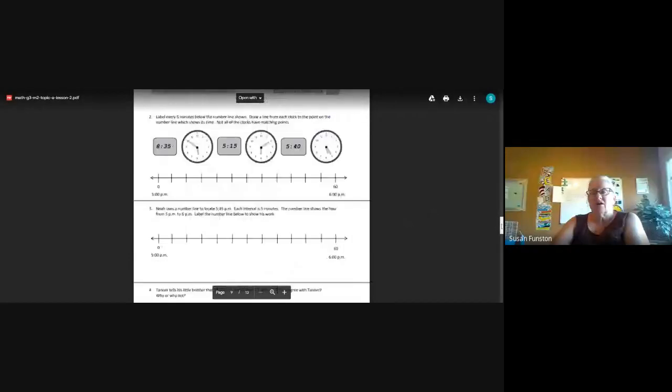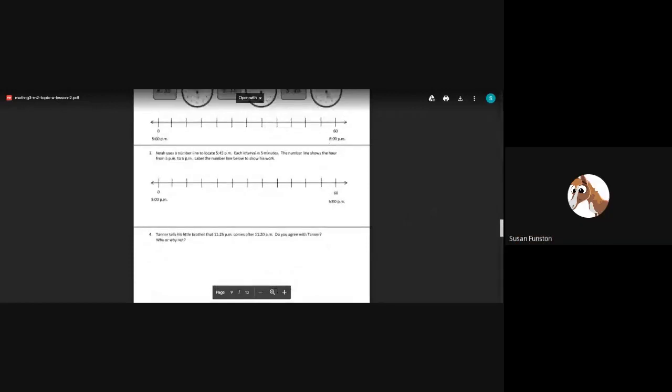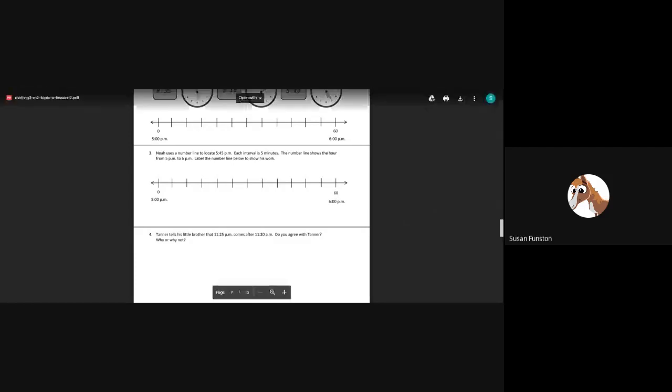Okay, for number 3, Noah uses a number line to locate 5:45 p.m. Each interval is 5 minutes. The number line shows the hour from 5 p.m. to 6 p.m. Label the number line below to show his work. So show me on this number line where I would find 5:45 p.m. So you're going to label which tick mark shows me 5:45 p.m.